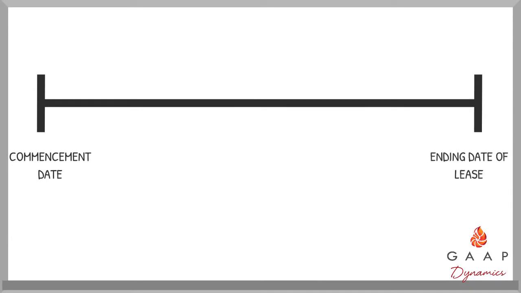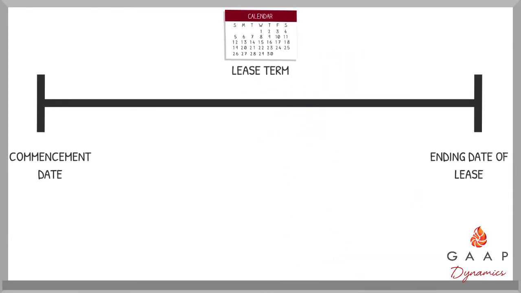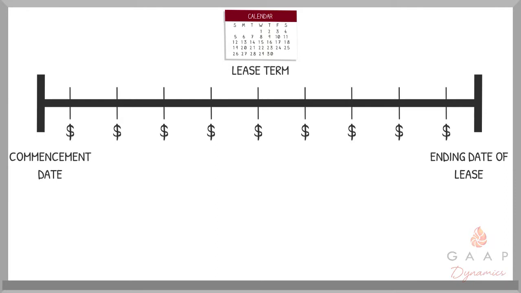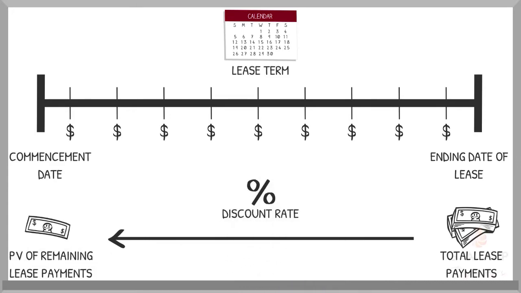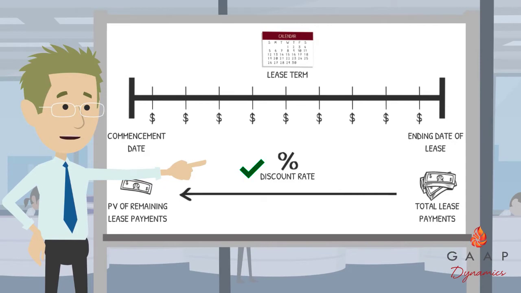To determine this amount, we first need to determine the lease term on the commencement date. Then, we determine the total lease payments over the lease term. Finally, we discount those payments back to the commencement date using an appropriate discount rate. In this video, we'll focus on the discount rate.